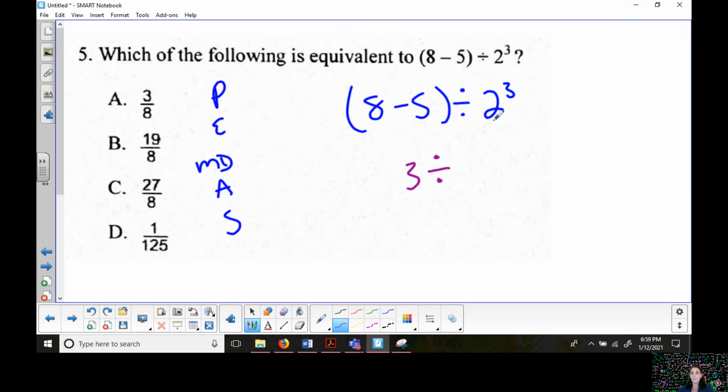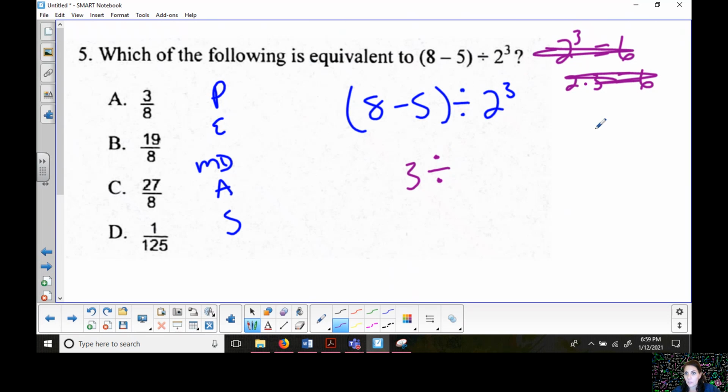What I see students doing when they see this is they're saying, okay, 2 to the 3rd power is equal to 6. Wrong. 2 times 3 is equal to 6. Not that. What 2 to the 3rd power means is 2 times 2 times 2.